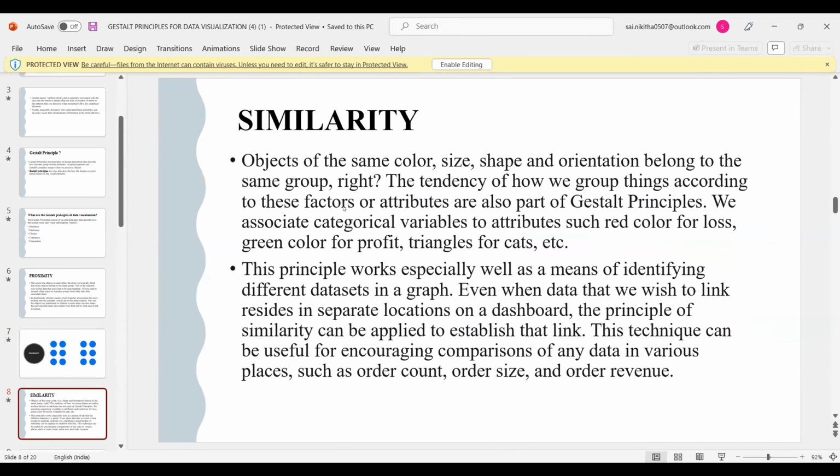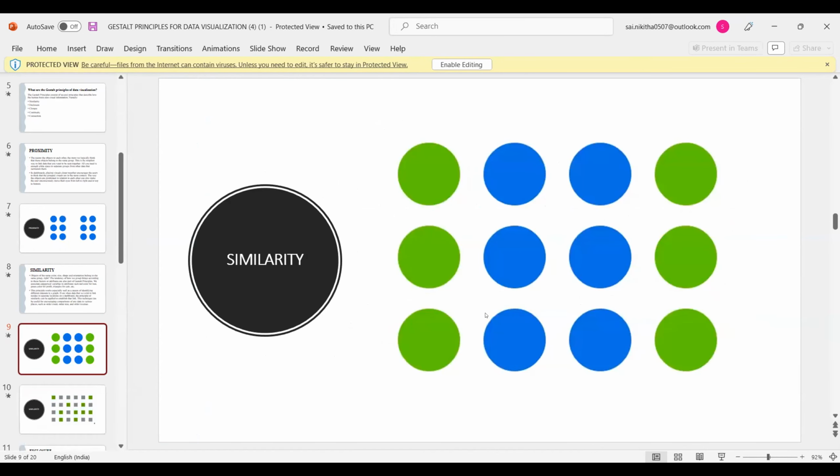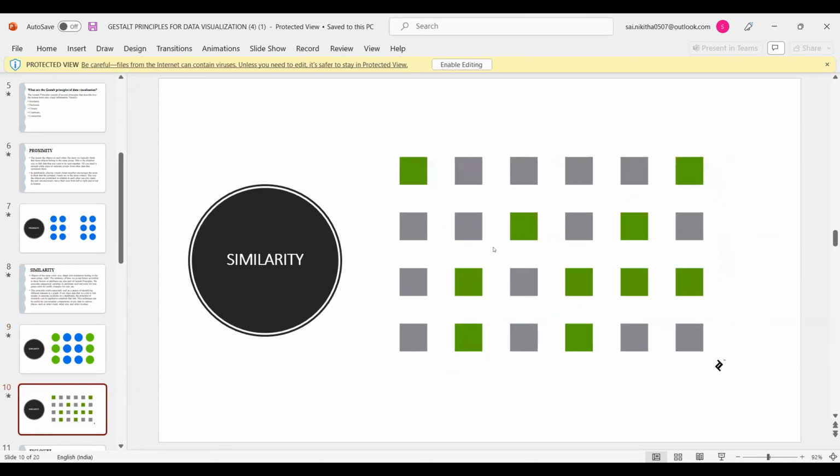Similarity means that things with the same color, same size, same shape, and orientation belong to the same group, right? The tendency of how we group things according to these factors or attributes is also part of Gestalt principles. If objects have the same color, same size, the same height, our brain thinks that they belong to the same group. See in this example, in this slide, green color belongs to one group and blue color belongs to another group. And we can see another one also. Here, all green color boxes belong to one group. Similarity here means the same group has the same color or same size.